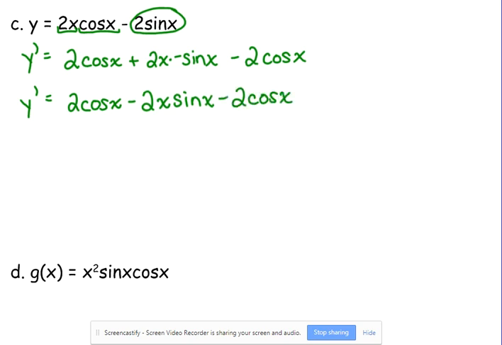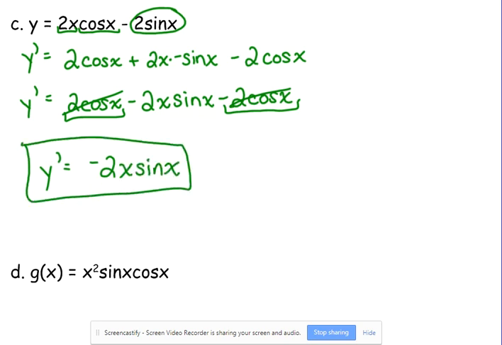And let's see, is there anything that we can factor out of all the terms? We can factor out a 2. Well, actually, hang on, look at this. 2 cosine of x minus 2 cosine of x, those cancel. So forget factoring, they just cancel. So all we're left with for the derivative of this function is negative 2x sine of x.